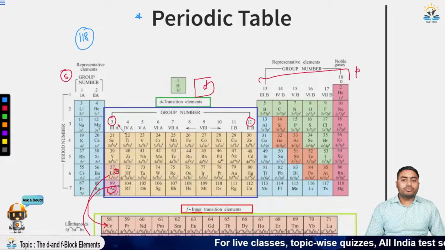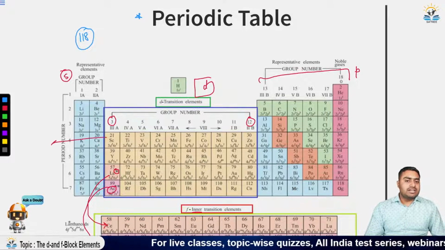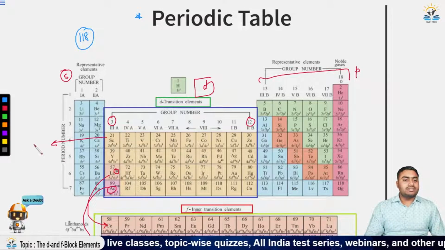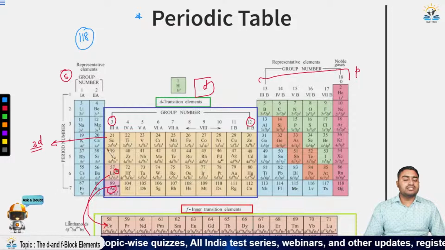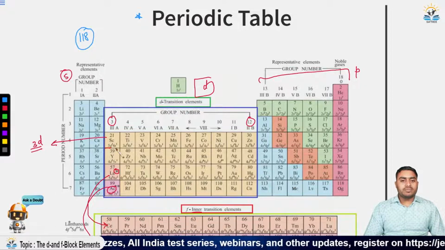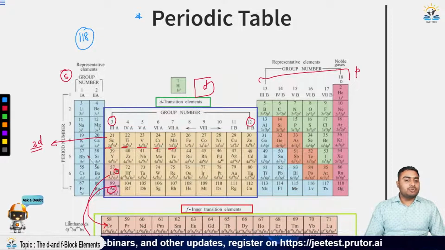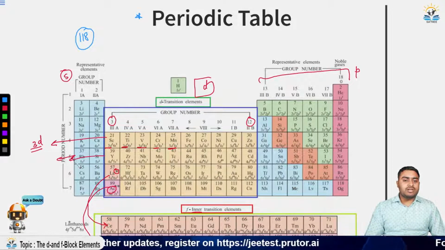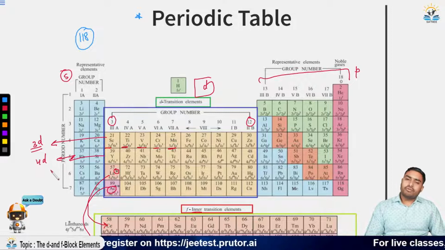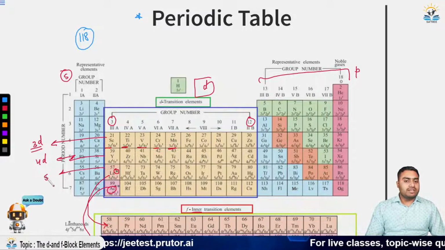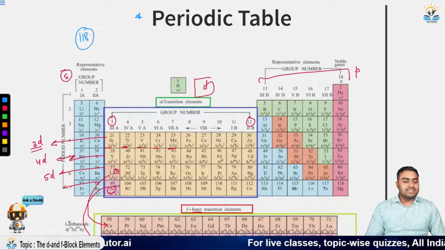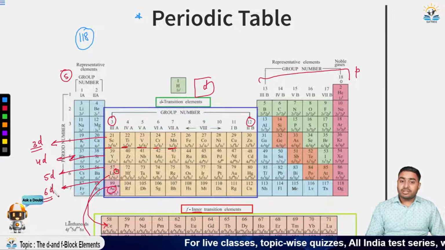You can see from group 3 to group 12, and it starts from the 4th period, but this is named as 3d series. Why 3d series? Because the filling of electrons takes place in the 3d orbital. Okay, let's move to the next one. This series is named as what? 4d series, right, of the 5th period. This is the 5d series of the 6th period, and this is the 6d series of the 7th period, right?